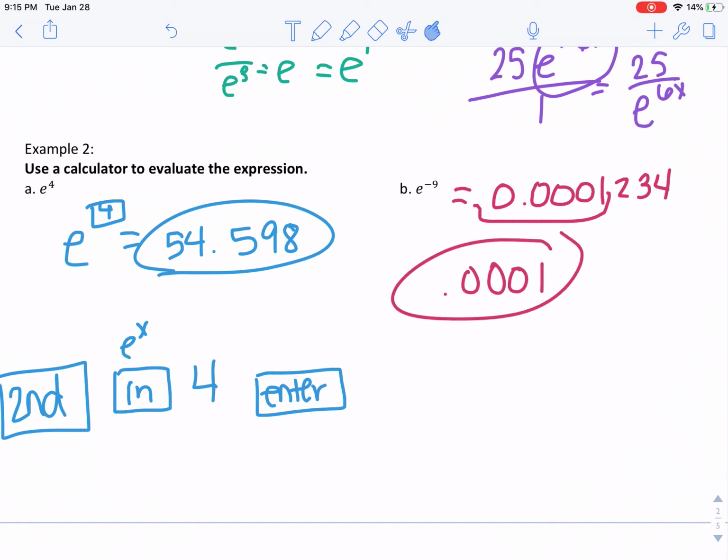So you're just typing those in your calculator, second, e to the x, and then whatever you need to enter, and then hit enter.